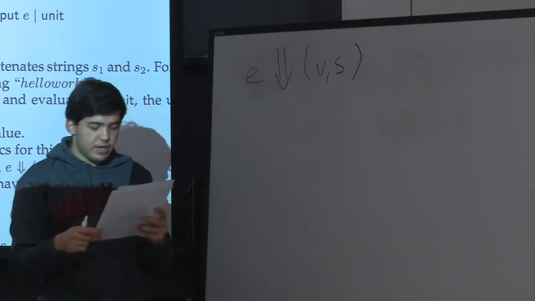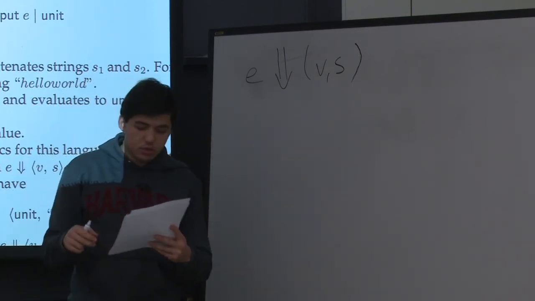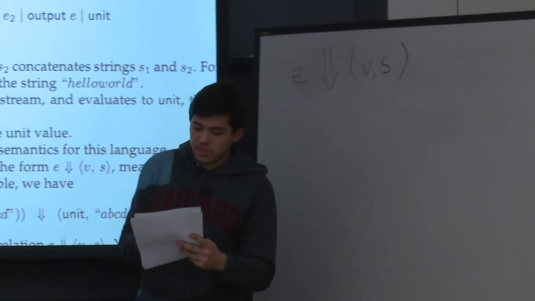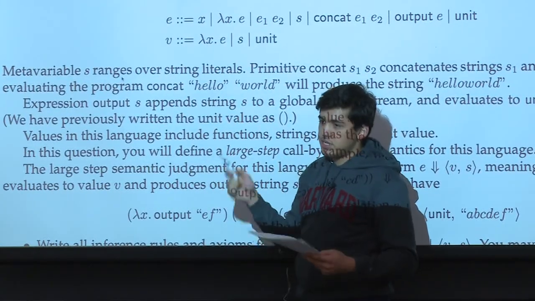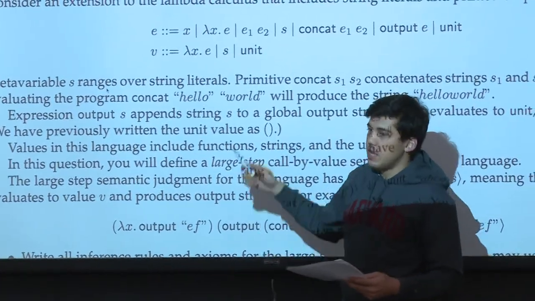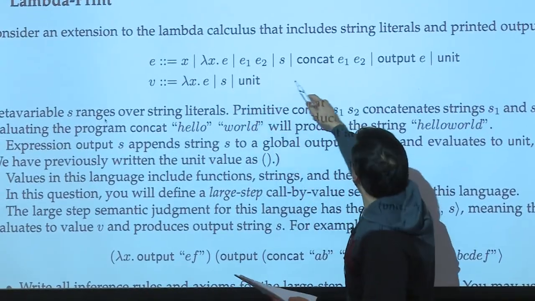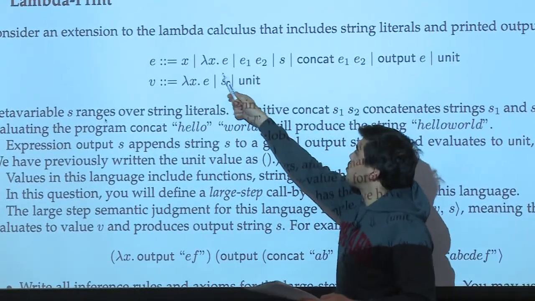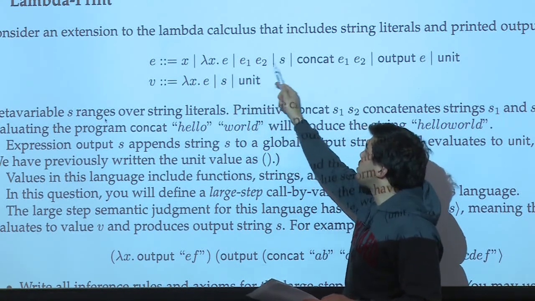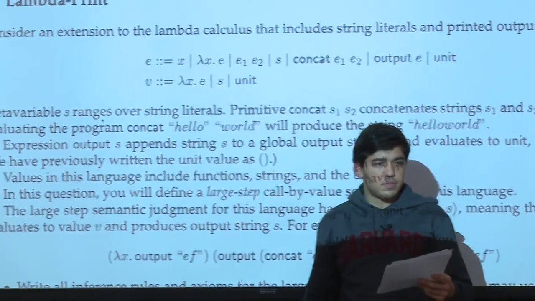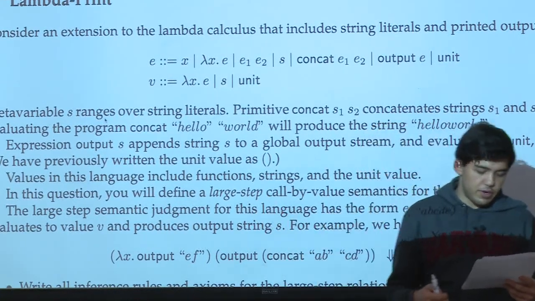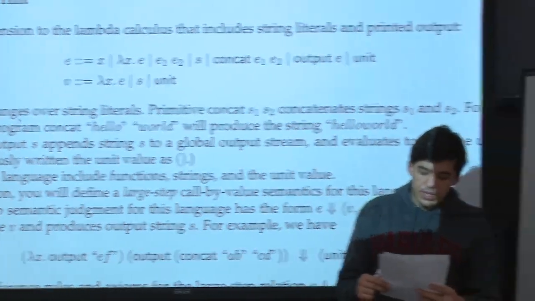I could give a hint here and say that you do not need to write the substitution semantics for the expression type x, right? We're just expecting 6 inference rules from you guys. And those 6 inference rules will correspond to these: the lambda function, the application, string, concat, output and unit. You don't need one for x, because it's already given. It also doesn't make sense.